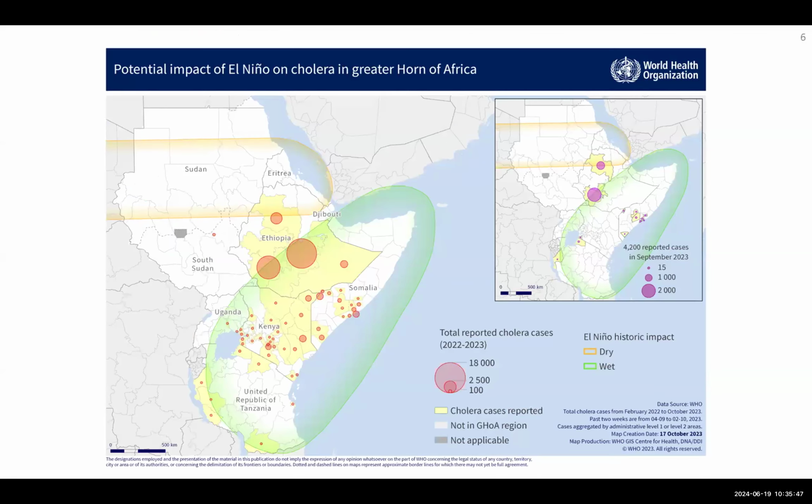One other work I will mention before going into the flood vulnerability work, again picking from the first slide that I showed, showing the historical impact of El Nino in the region. We were able to overlay cases of cholera, not to draw any conclusions, but just to point out if there are some relationships between the two: the outbreaks that are happening in the region, and the climate variations that are being experienced.